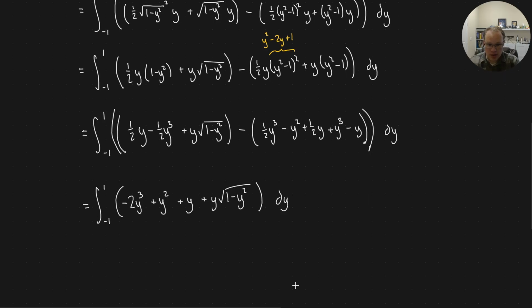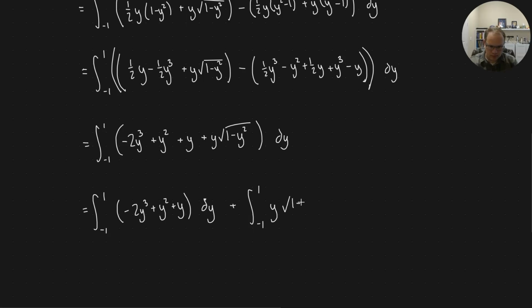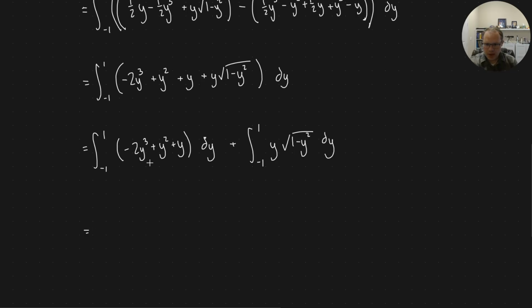Okay. Now this actually is a pretty straightforward integral now. Mostly it's just power rules here. Here I will have to do a substitution. So I'm going to split this into two integrals because over here I can integrate this without any substitution or anything. And then the root I'll put under a separate integral. So I could do the substitution just for the root. Okay, so here I get negative 2y to the fourth over 4. That simplifies to negative 1/2 y to the fourth. Integral of y squared is 1/3 y cubed. Integral of y is 1/2 y squared. And I integrate that from -1 to 1.